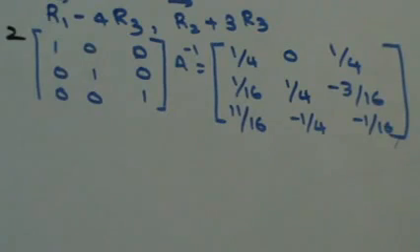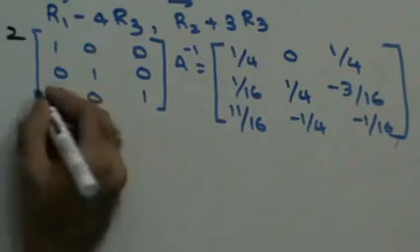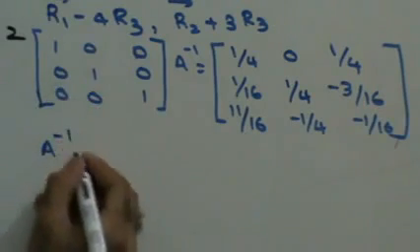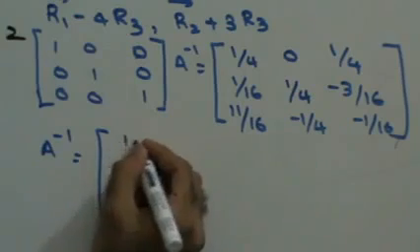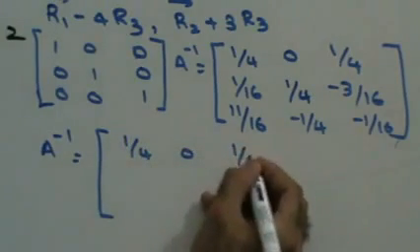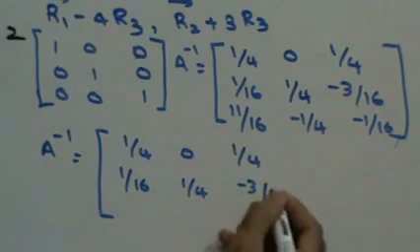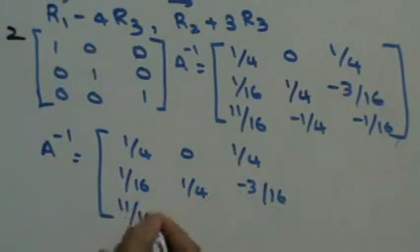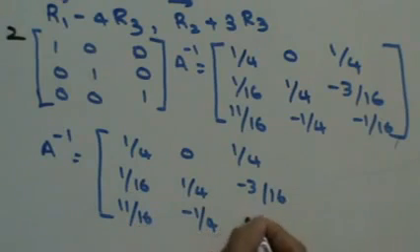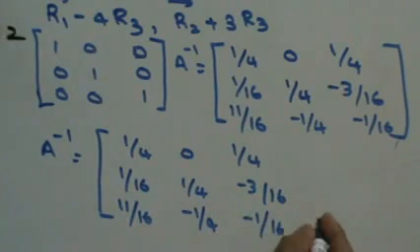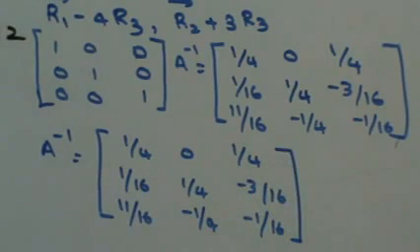This will give you the value of A inverse. Right? And you simplify, this is going to be I. So therefore I can say A inverse is going to be 1 by 4, 0, 1 by 4, 1 by 16, 1 by 4, minus 3 by 16, 11 by 16, minus 1 by 4, minus 1 by 16. Right? But guys, we had said that AB is equal to C.